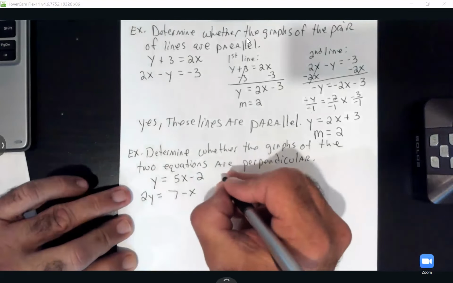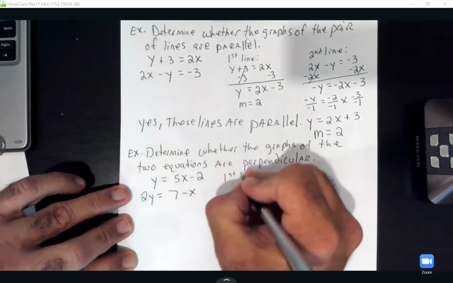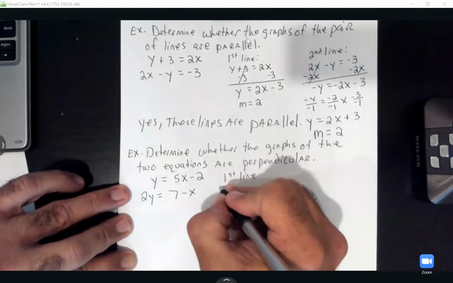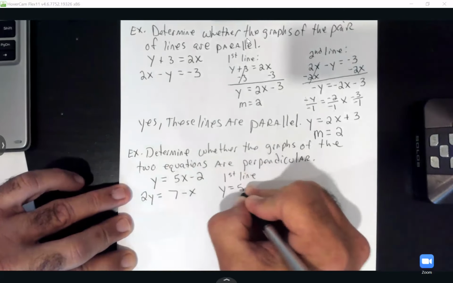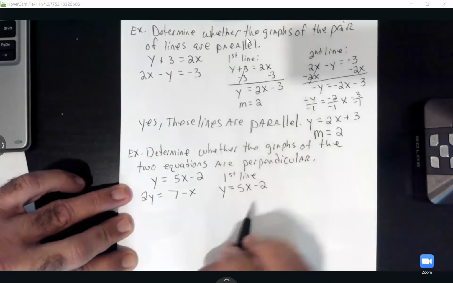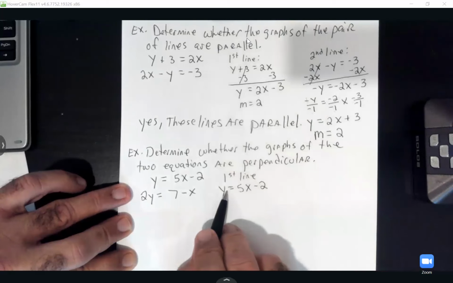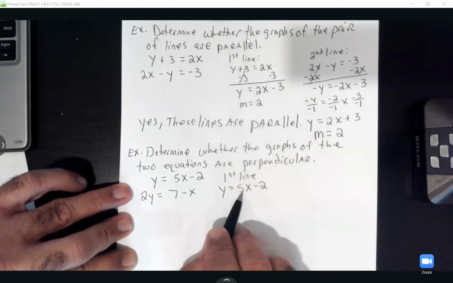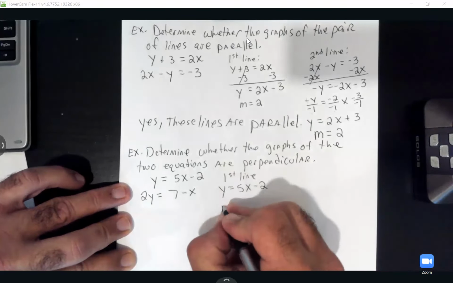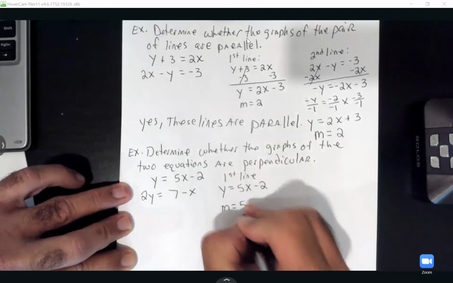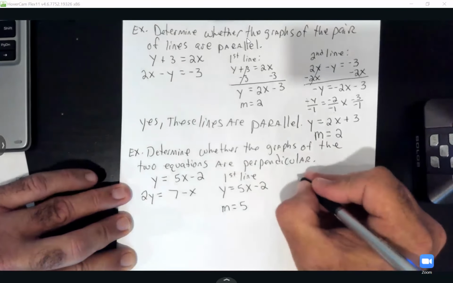And y'all actually look at this. My first line has y equals 5x minus 2. It's already solved for the y, so I know my slope on this line is going to be 5. So my first line has a slope of 5.